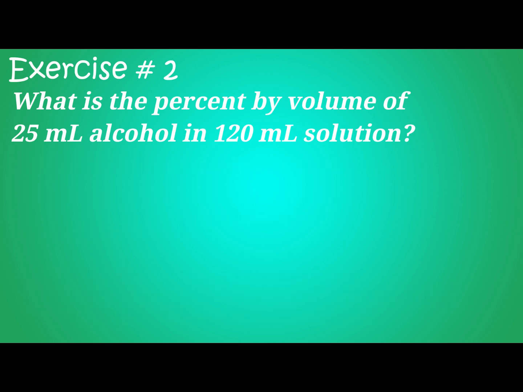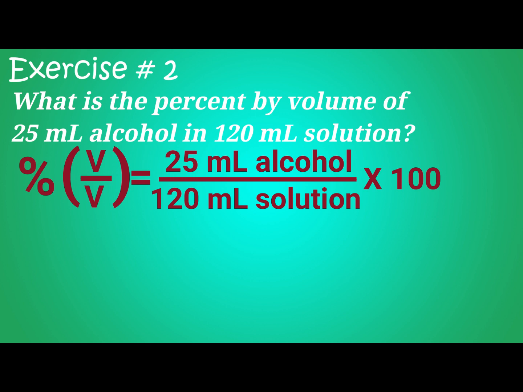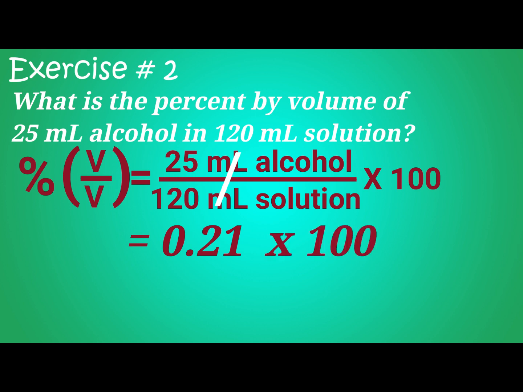Since we have the values for the volume of the solute and the volume of the solution, we are just going to substitute them. Percent by volume equals 25 ml alcohol over 120 ml solution, then we cancel out the unit. And we are left with 0.21. Since we are looking for the percent, we need to multiply it by 100. The answer is 21%, which is the percent by volume.